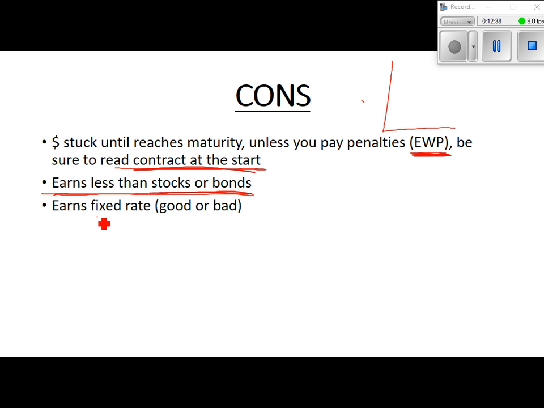Earns a fixed rate. Again, I said that could be good. It could be bad. If you go in and you start a CD today, it's locked at that rate. So if our economy starts to come back and the rates go up, you might be locked at that one certain rate, and you could have gotten a better rate if you'd waited a little while.